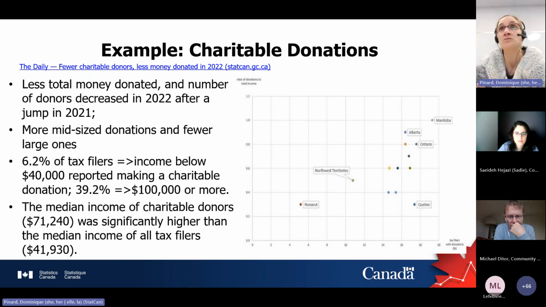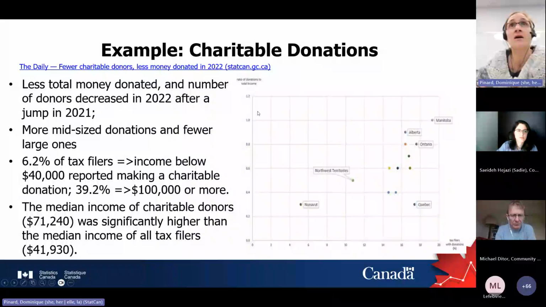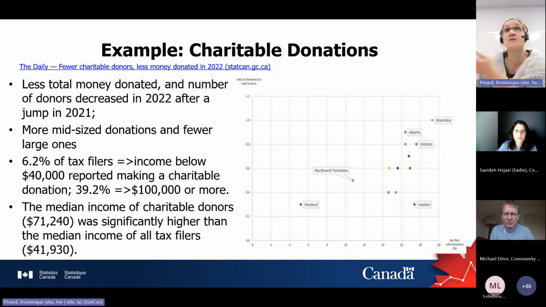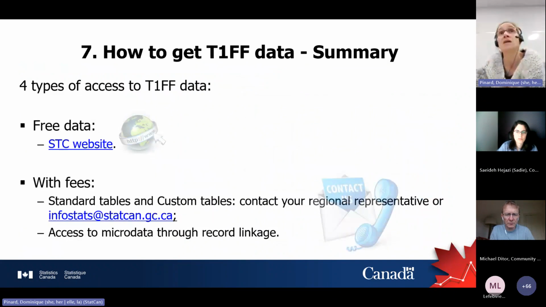Alberta and Ontario are also doing fairly well in terms of donations. And if you look at Quebec, they have 17% of tax filers making donation, which is among the highest rate in the country. But their ratio of donations to total income is about the same level as Nunavut. So these are things that are interesting to explore if you're interested in charitable donation, RSP contributions, or wages, salaries, and commissions.